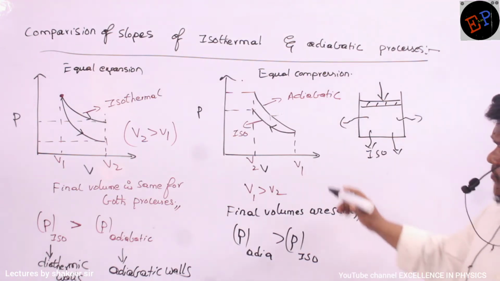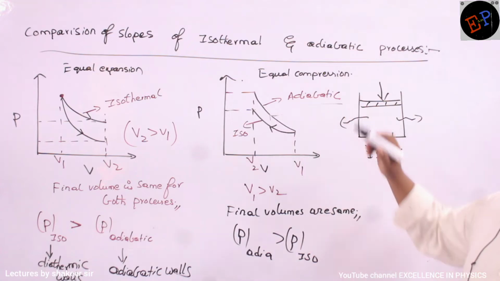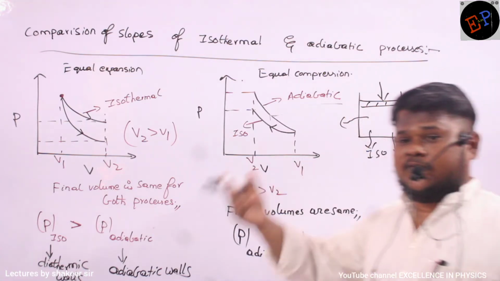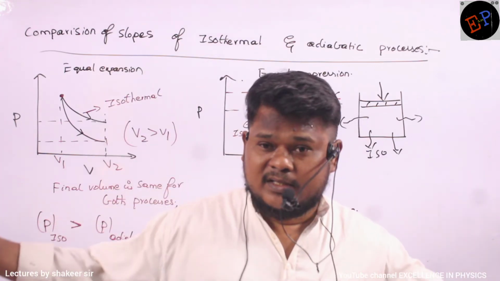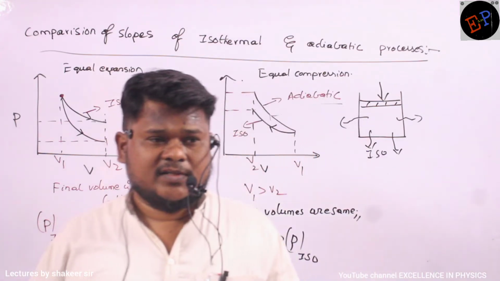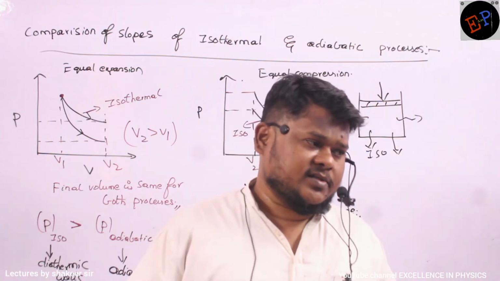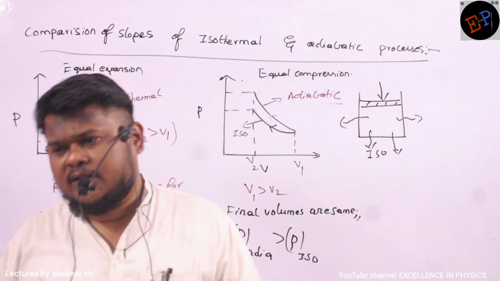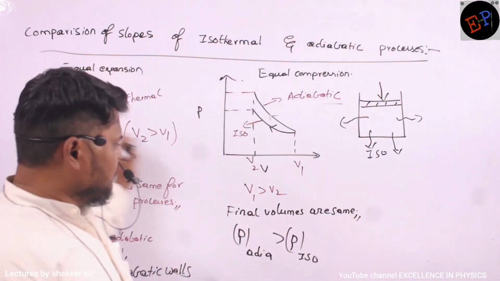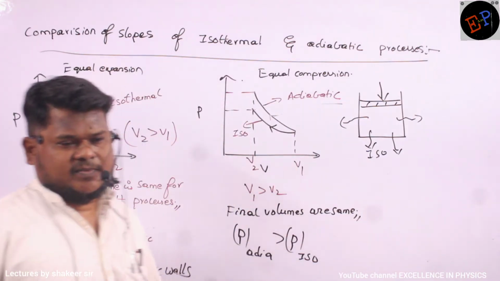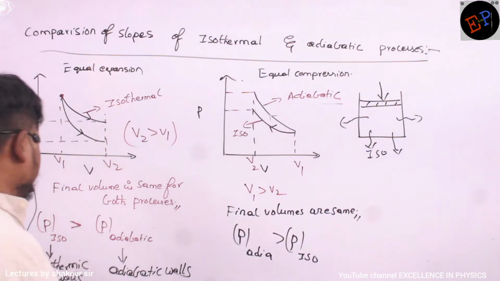But the same process if you do with adiabatic walls, then heat energy cannot flow out of the system. So temperature increases. When temperature increases, energy of molecules increases. If energy increases, pressure also increases. That is the reason. Is it clear? So this much information you can get from these two processes. Clear? So write down.